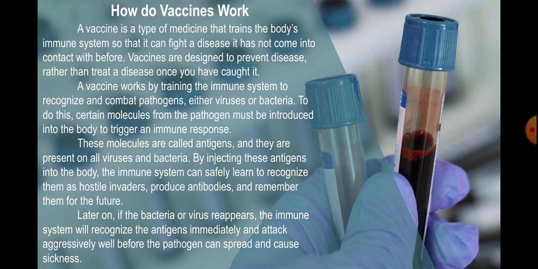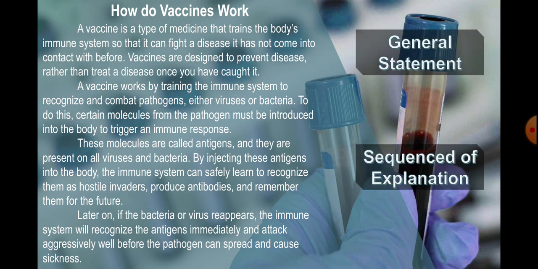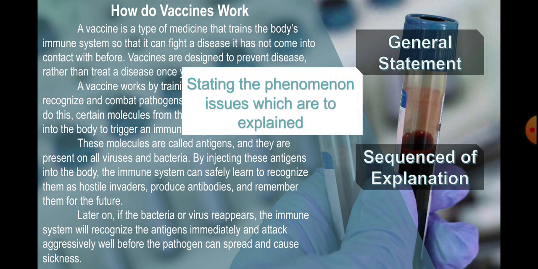So, this text basically tells you how do vaccines work. So what are inside this text? Basically, in any explanation text, it consists of two main parts. The first is general statement and the second is sequence of explanation. General statement states the phenomenon or issues which are to be explained. Basically it tells you what it is about.